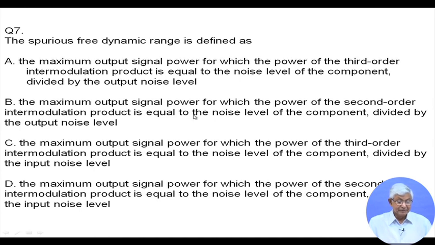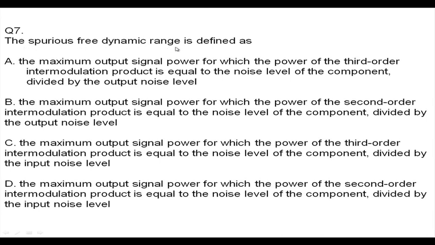That is simple logic. Now, let us see another definition type of thing. The spurious free dynamic range is defined as the maximum output signal power for which the power of third order intermodulation product equals the noise level of the component divided by output noise level. The maximum output signal power for which the third order intermodulation product is equal to noise level divided by output noise level.